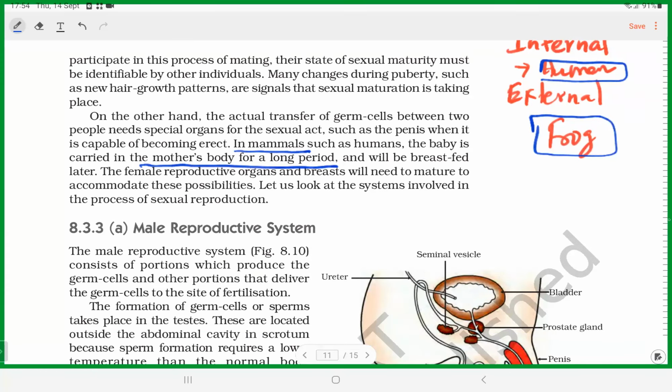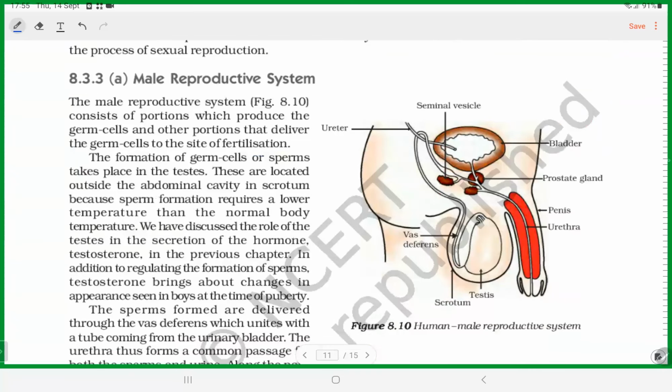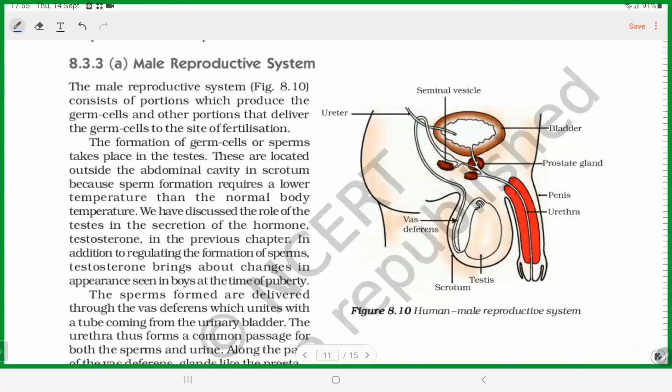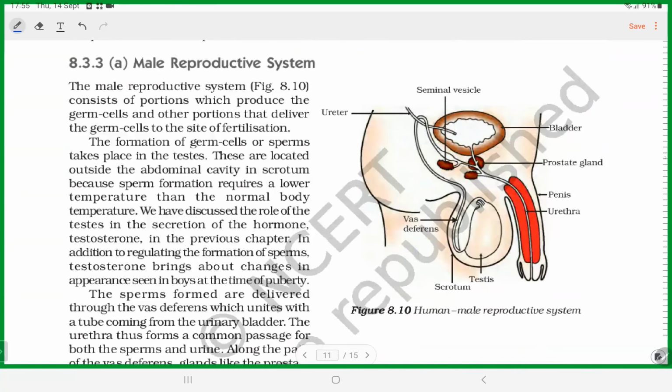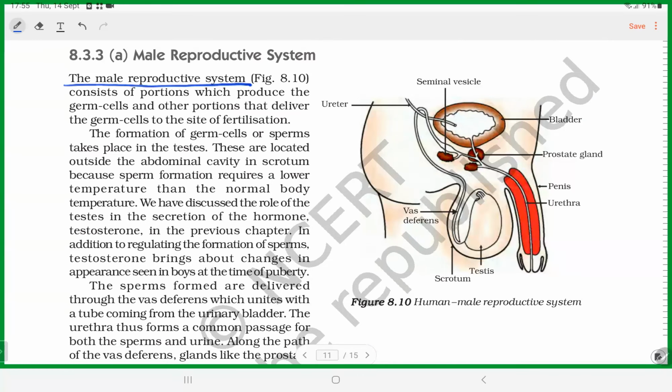Yes. So to understand the process in detail in humans, let's study the reproductive system, how it works and what the components of the reproductive system are. We will discuss the male reproductive system and the female reproductive system. There are 4 components in the male reproductive system. What are they?